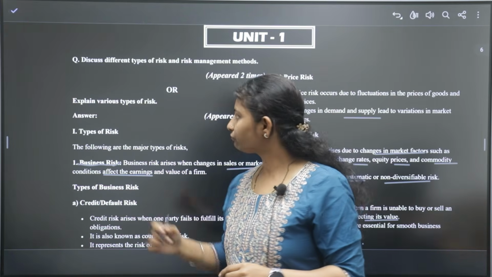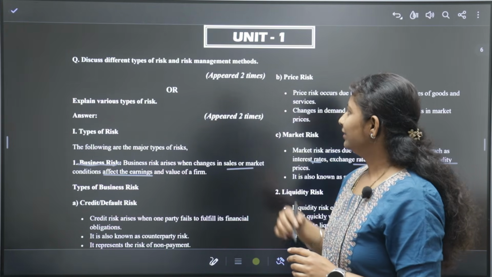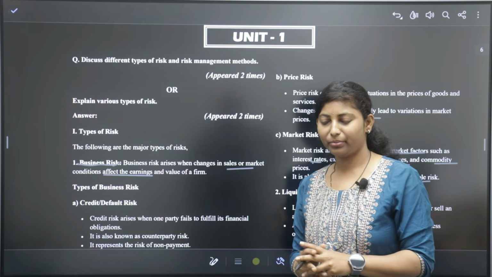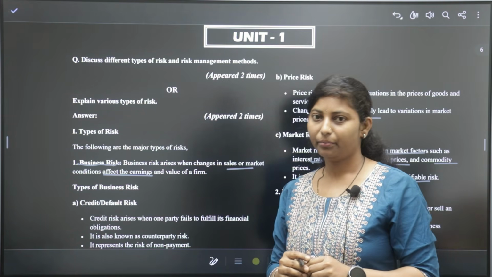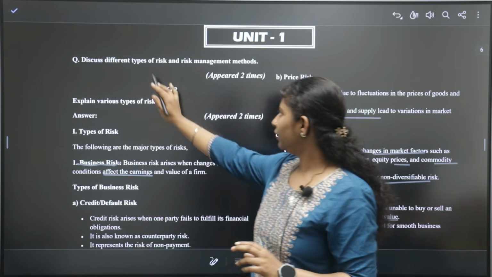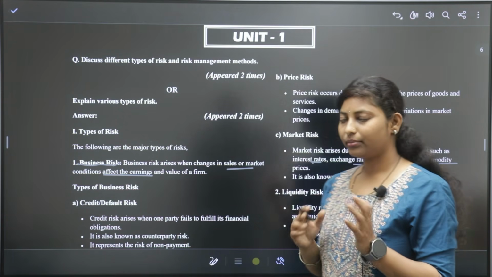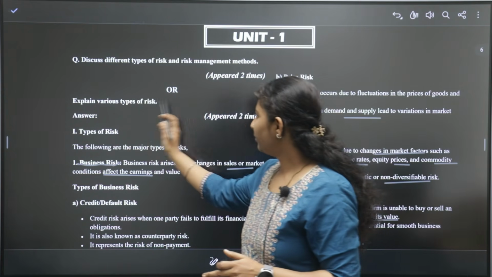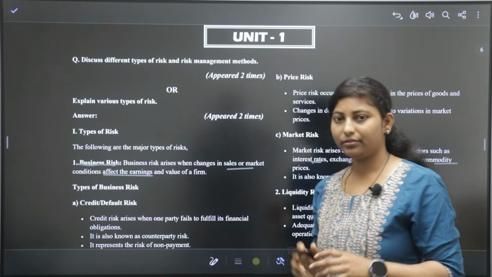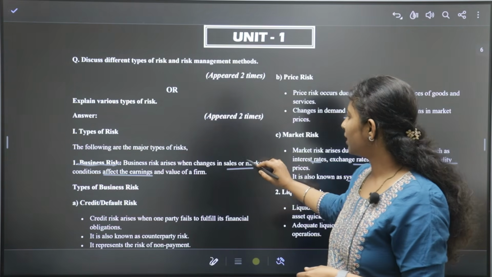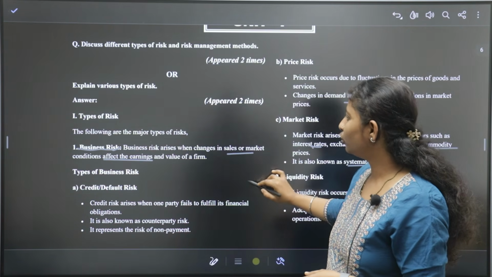Unit 1, first question: discuss different types of risk and risk management methods. It is a very basic question, maybe asked several times. So we just need to tell the different types of risk and risk management methods in a company, and they may ask about various types of risk. They may ask you to explain different types of risk. So that is the answer, and it has appeared the last 2 times.